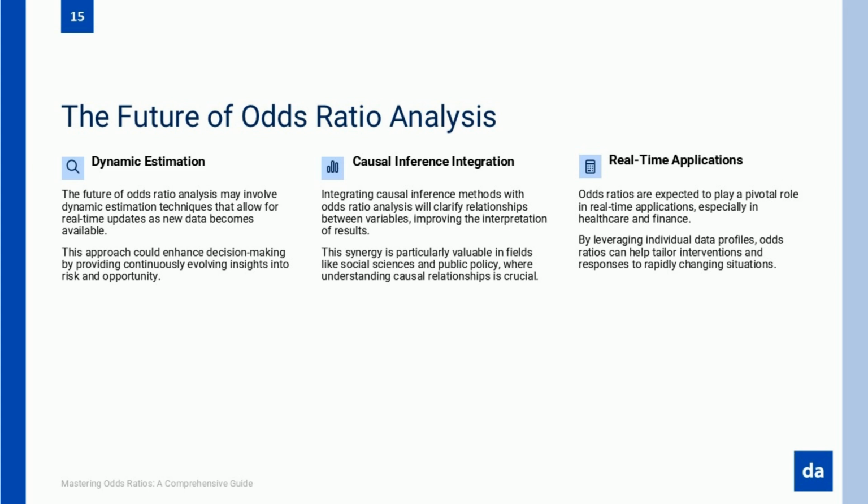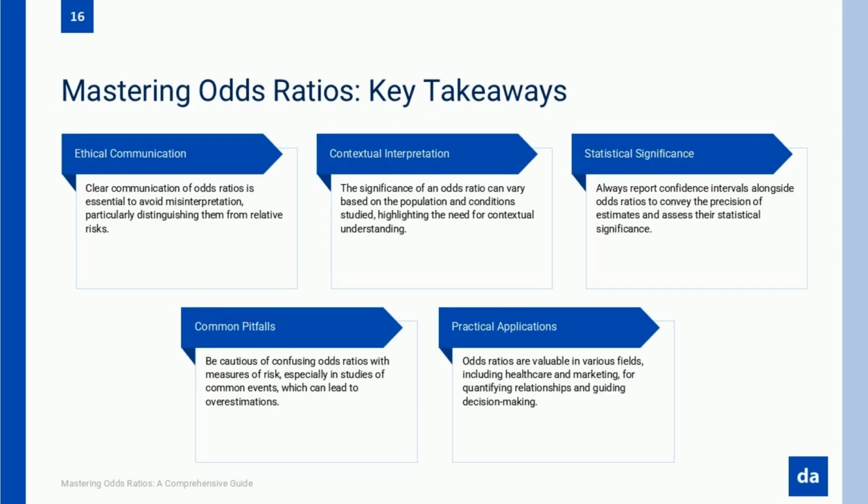The development of new statistical frameworks that better accommodate the nuances of modern datasets is another potential direction for the future of odds ratio analysis. These frameworks could address challenges posed by high-dimensional data, nonlinear relationships, and the increasing prevalence of unstructured information. By adapting odds ratios to these new data landscapes, researchers could unlock insights that were previously hidden or difficult to quantify.